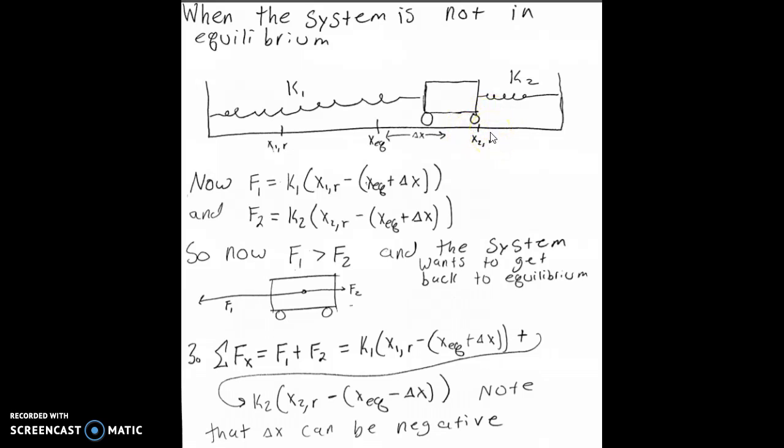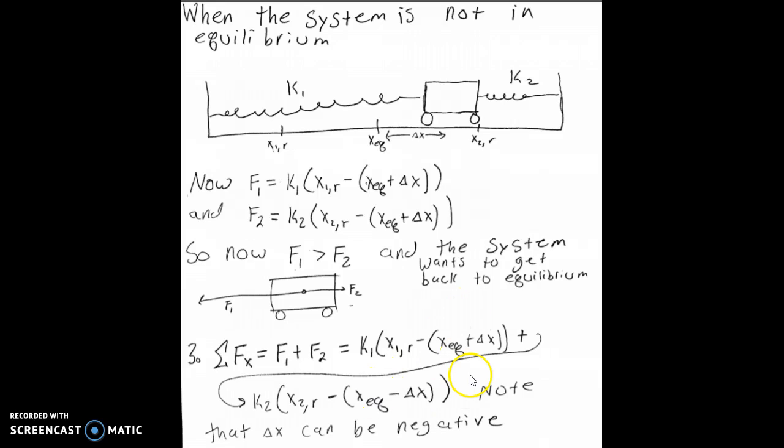So that means that the second force is actually lower than F1 is at this point, and it's also lower than it was at the beginning. So if we drew a free body diagram, notice that I have F1, the force vector, way longer than F2. So the net force is going to be in the left direction, and it wants to get back to the equilibrium position. So now I'm writing the sum of the forces in the x direction as F1 plus F2.